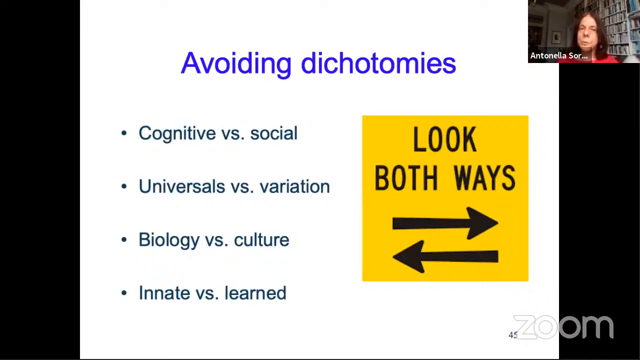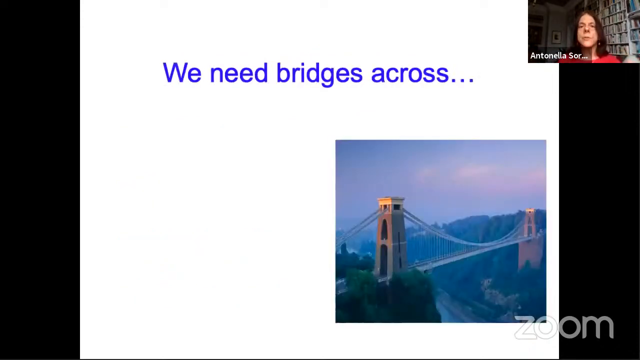is really very useful in research. Whatever research we do, it's not just cognitive versus social, or looking at universals versus looking at variation, or looking only at biological factors versus cultural factors, or looking at what is innate versus learned. We need to look both ways. We need to avoid these rigid dichotomies that in many cases have characterized our language research.